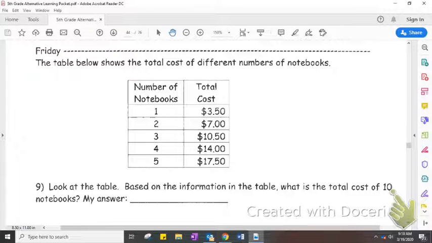The table below shows the total cost of different numbers of notebooks. First notebook is $3.50. You can look at the pattern that's developing here. 2 notebooks is $7.